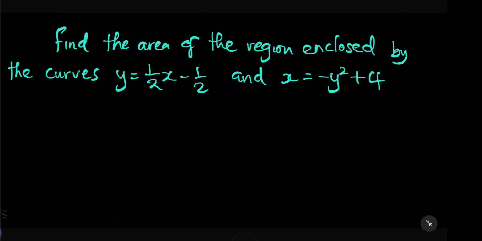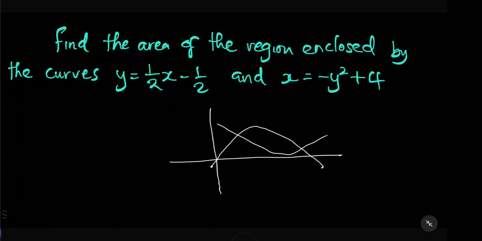So we'll be looking at this question where we have to find the area of a region enclosed by two curves. For a question like this, it simply means that on a plane there are two curves. Let's say the first one goes from here to here and the second curve goes this way. So the area enclosed by the two curves would be this space right here.